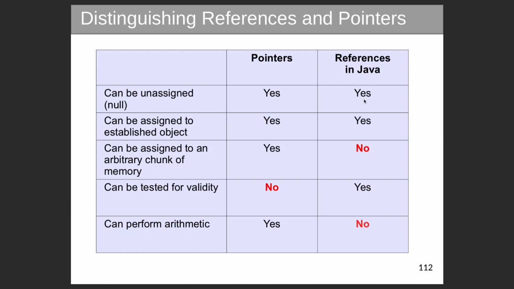In Java, you can't assign a reference to an arbitrary piece of memory. You have to assign it to either a new object of the right type, or to another reference of the right type. You can't just arbitrarily go, look at this memory, I want it to be a long.